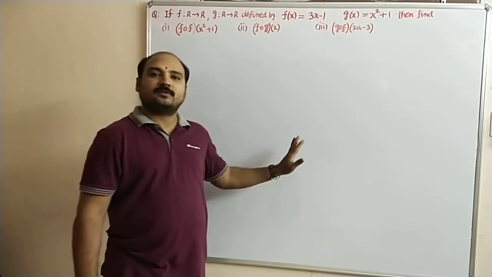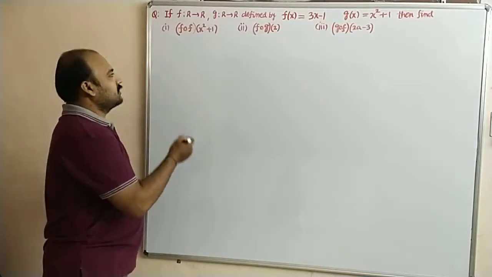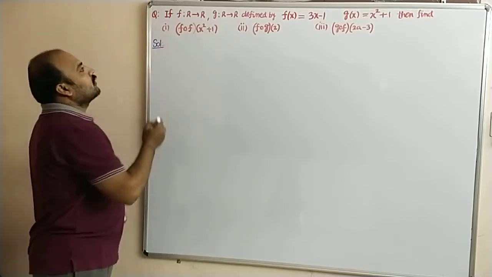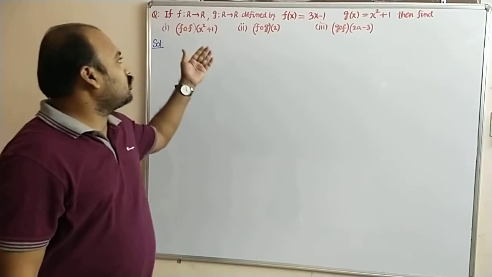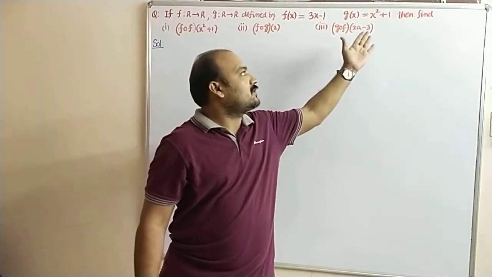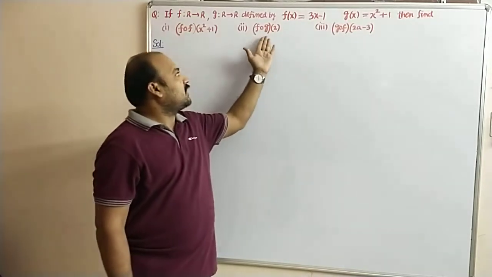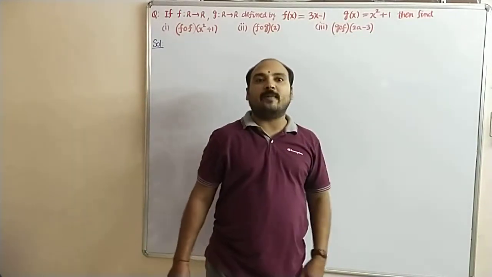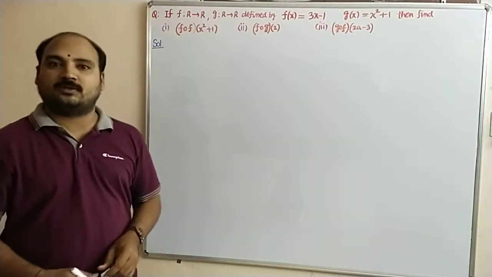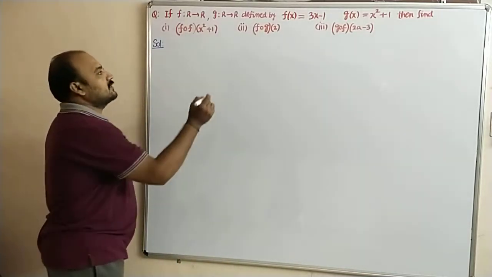Next questions, dear students. Next, the questions which are related to composite function. So now let us have a discussion. The first question: if f from R to R, g from R to R are defined by f of x equal to 3x minus 1, g of x equal to x square plus 1, then find f circle f of x square plus 1, f circle g of 2, g circle f of 2a minus 3. So in the public exam, any two questions they may ask for 2 marks. Suppose they are asking for 4 marks, all the 3 they will ask. So one by one we will discuss.